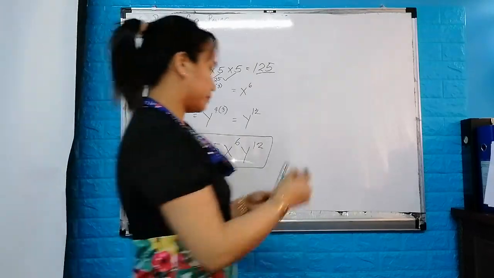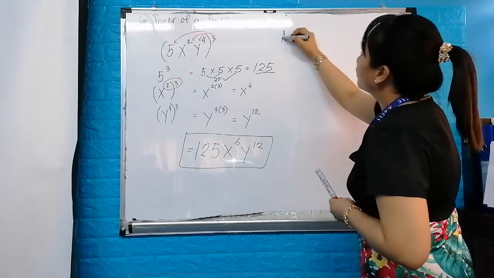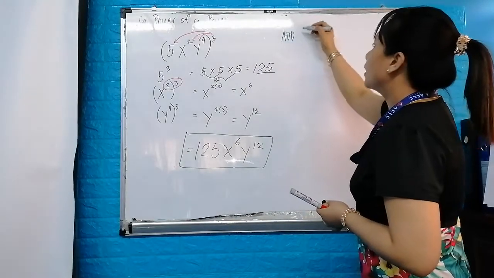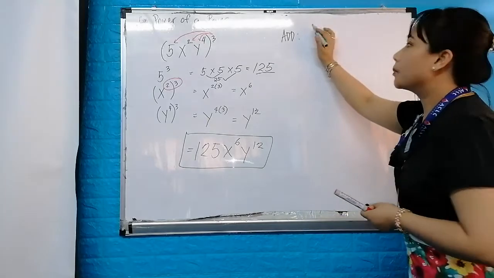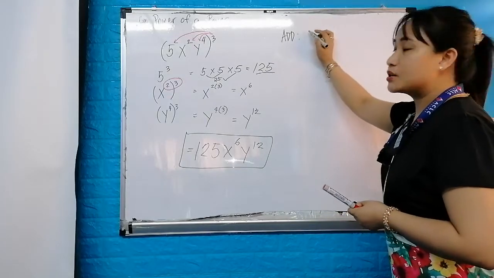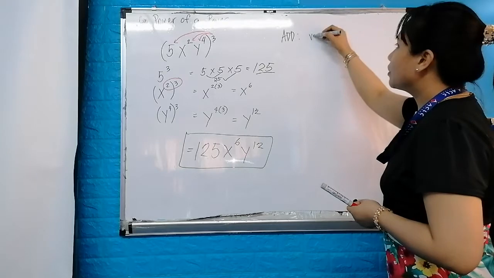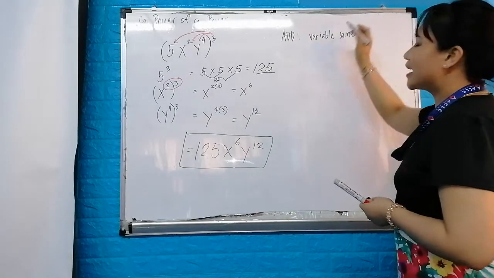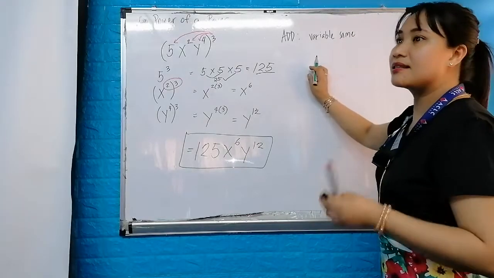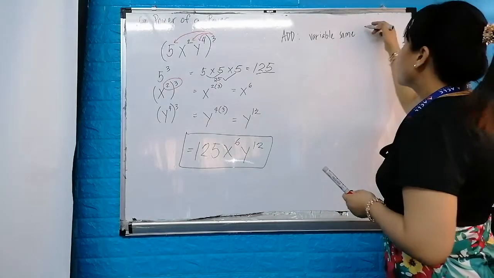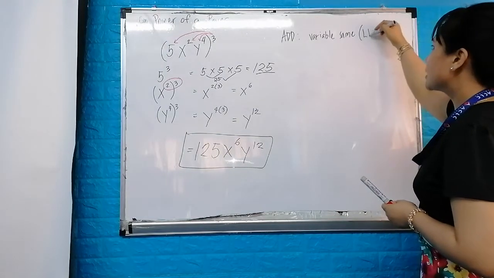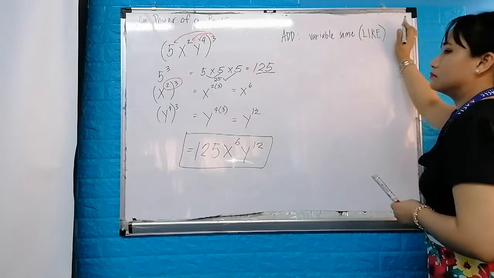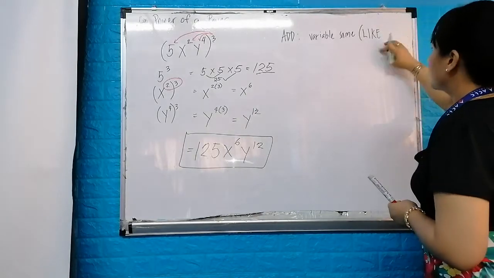Okay, let's have a recall. We're talking about polynomials, monomials, binomials. When you're going to add a particular monomial, what are you going to do? You're going to have your variables be the same. Why? Because you cannot add two variables that are not the same. You're going to add variables that are like terms. They are like terms.